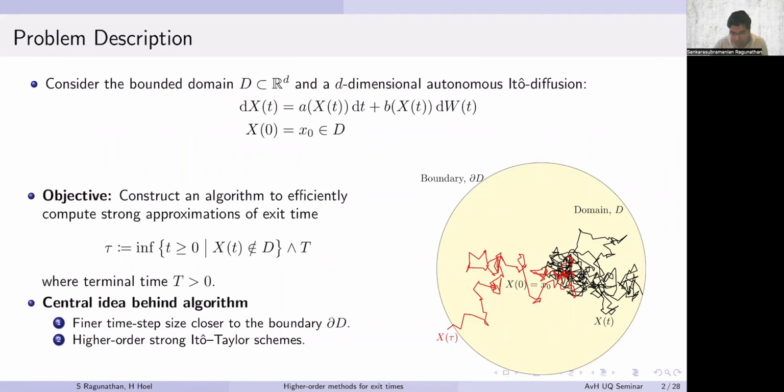So what is our objective? Our objective is to basically construct an algorithm to efficiently compute the strong approximation of exit times. So the exit time is defined as the time that the process takes in order to exit a bounded domain. And we consider the exit time definition to be given as such, shown here. So the basic idea behind the algorithm is to use finite time step sizes as the process gets closer and closer to the boundary, depending on the order of the scheme that is employed. And that's where the higher order Ito-Taylor schemes actually come into picture.